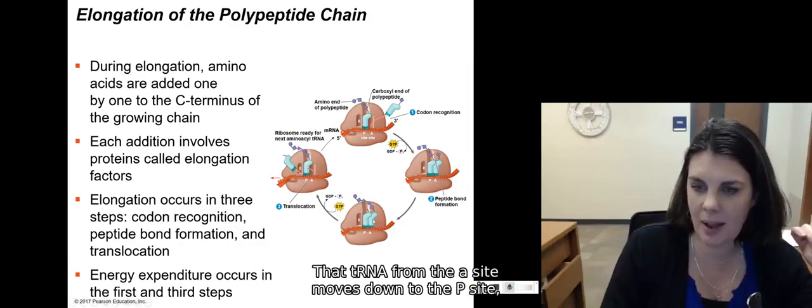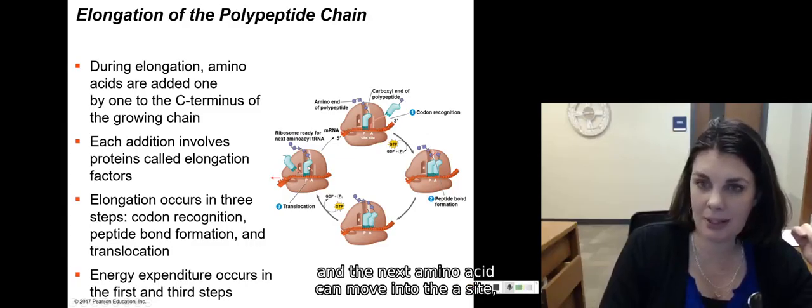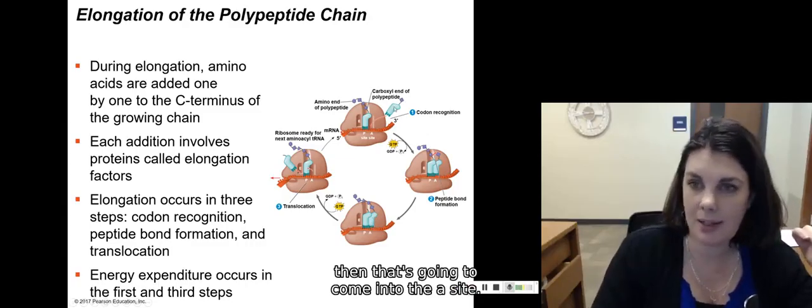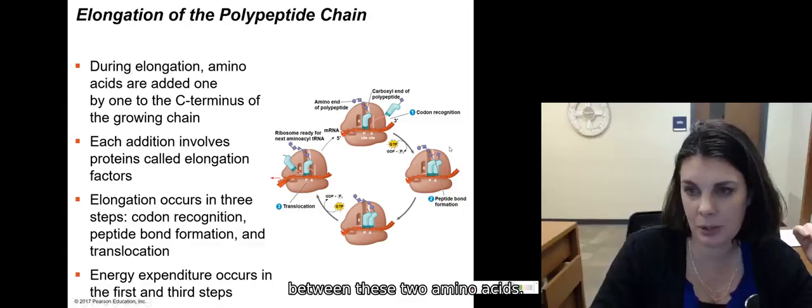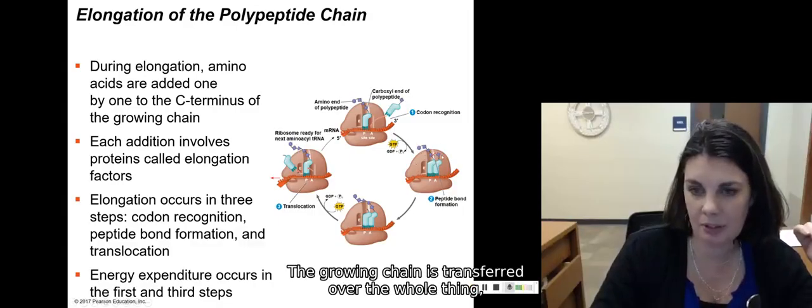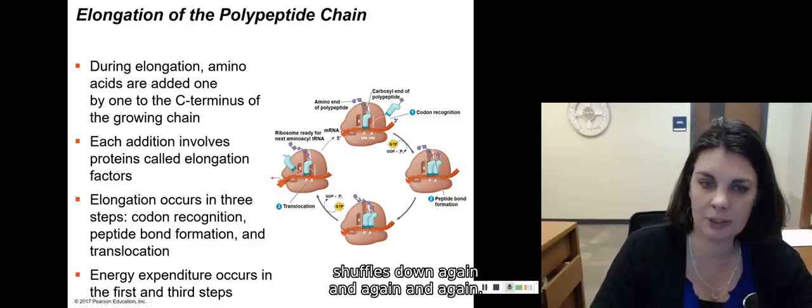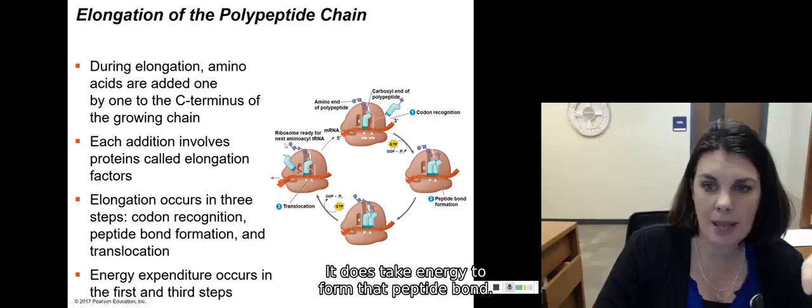The tRNA from the A site moves down to the P site, and the next amino acid can move into the A site. They're going to form a peptide bond between these two amino acids. The growing chain is transferred over. The whole thing shuffles down, just again and again and again.